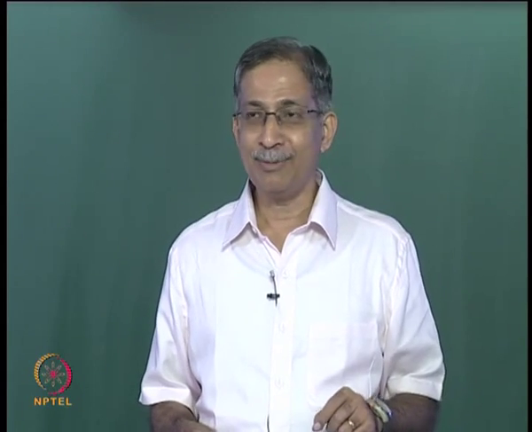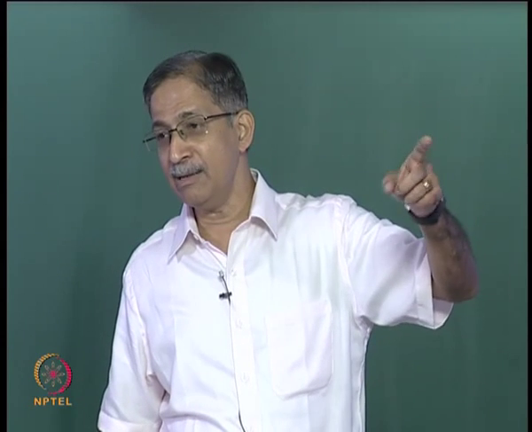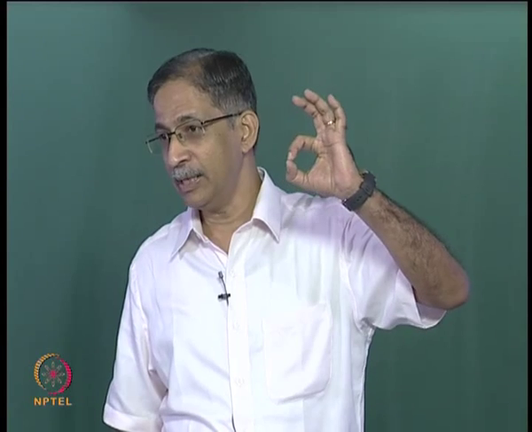But now we need to worry about why we need that imaginary clamp. By reducing the rotational stiffness components in the two beam elements adjoining the internal hinge location to the left and to the right, the resultant rotational stiffness of the structure corresponding to this rotational degree of freedom, let us say some global coordinate q, in this example coordinate number 2, is reduced to 0, agreed, because you have 0 rows and 0 columns there. When you do the slotting and make the structure stiffness matrix, K22, the diagonal element, will have a value equal to 0. That is not good.